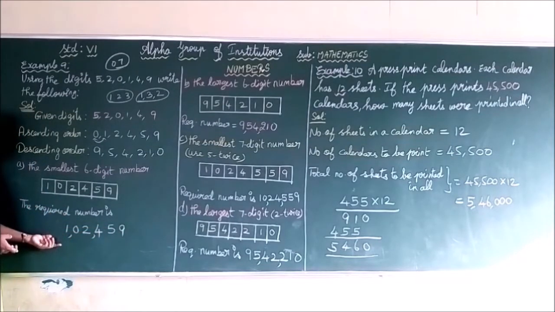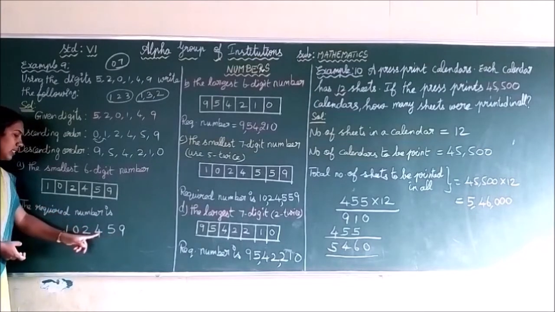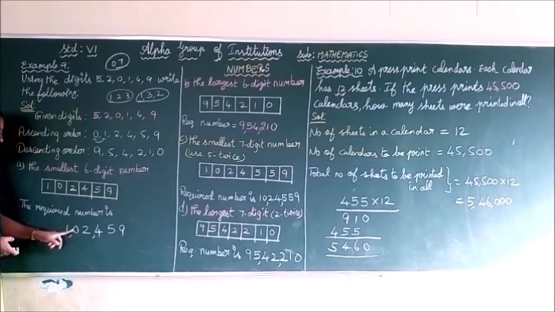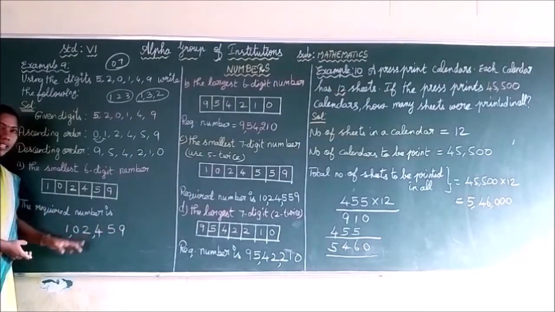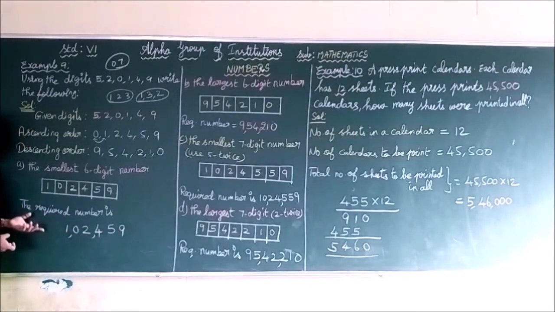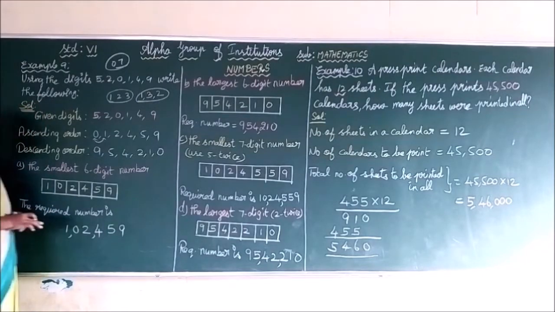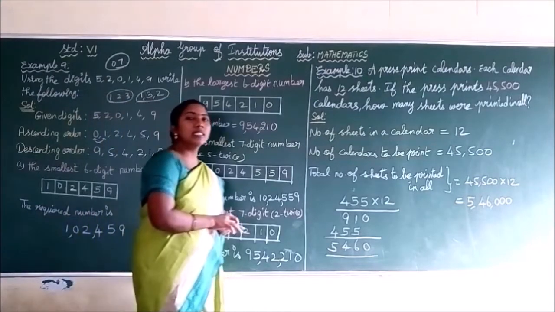How do you read this number? Ones, tens, hundreds, thousands, ten thousands, lakh. That is 1 lakh 2,459 is the smallest 6-digit number formed by using the given digits. It's clear, children. Next we are going to do the largest 6-digit number.